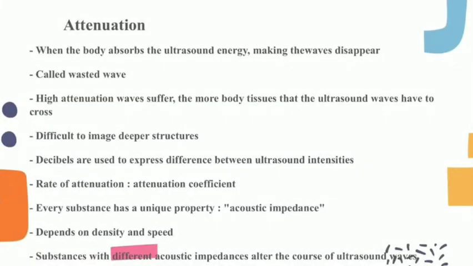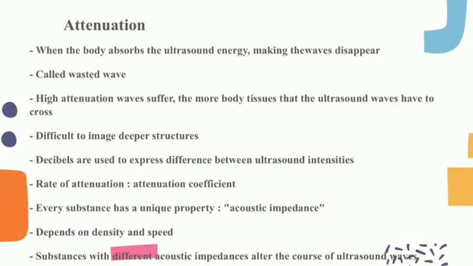So here we want to look at what happens during attenuation. When the ultrasound waves are attenuated, the body absorbs the ultrasound's energy, making the wave disappear. These waves don't return to the probe and are wasted. Attenuation is higher the more body tissue the ultrasound wave has to cross. That is why it is more difficult to image deeper structures. Decibels are used to express the difference between ultrasound intensities. The rate of attenuation is called the attenuation coefficient. The attenuation coefficient is half the frequency per cm for soft tissues.